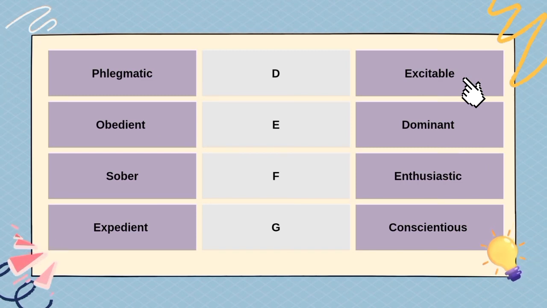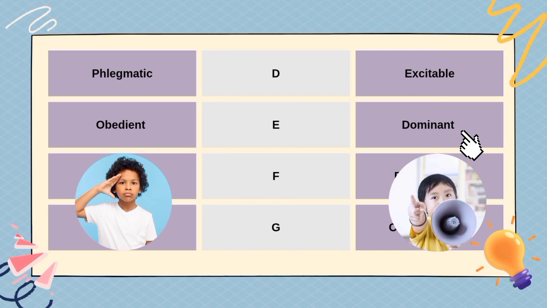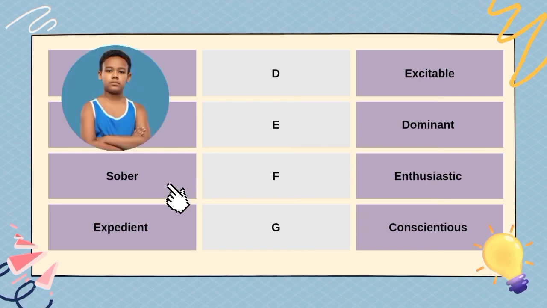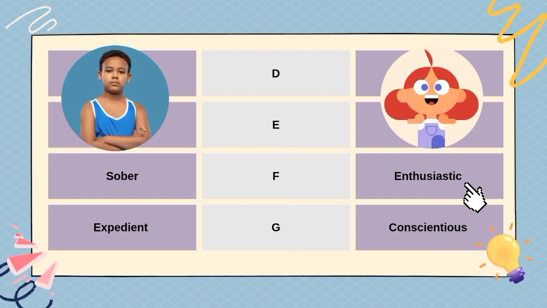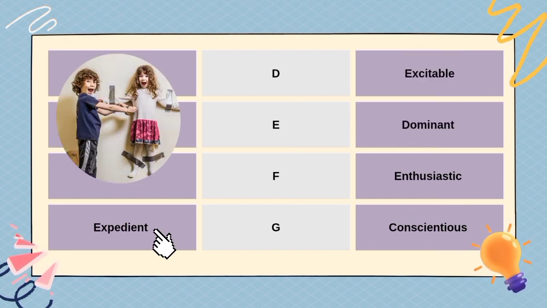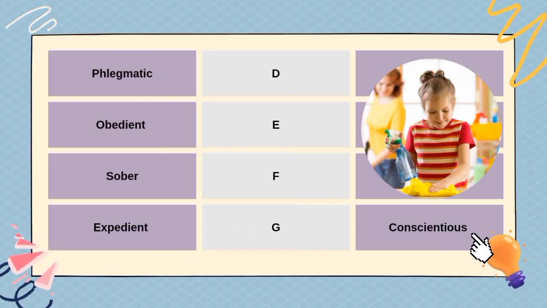Now we are in factor E. This tests if the child is obedient or dominant, if a child is accommodating and easily led, or if a child is assertive, competitive, and aggressive. In factor F, it is between being sober, prudent, or serious, and being enthusiastic and showing urgency. While in factor G, it is between being expedient and disregarding the rules and being conscientious, or the characteristic of a child wherein the child is rule-bound.